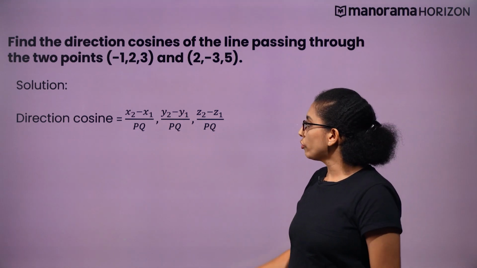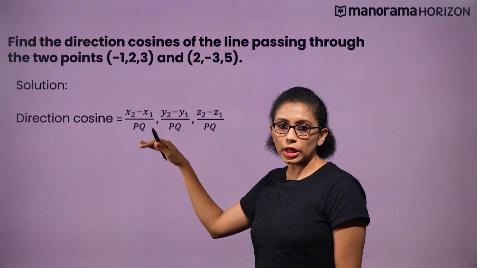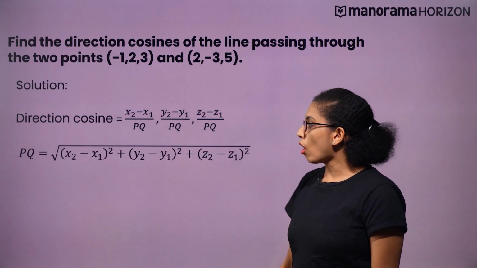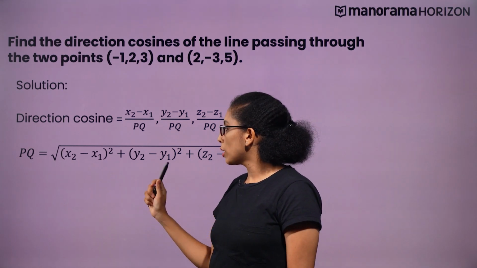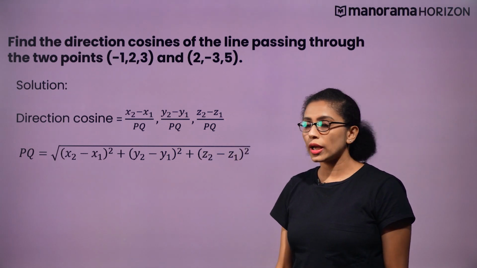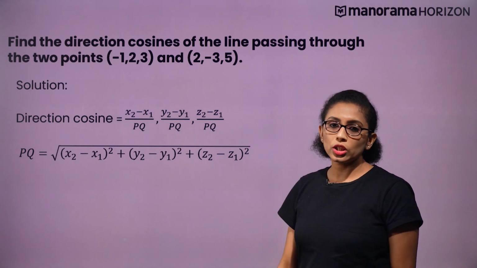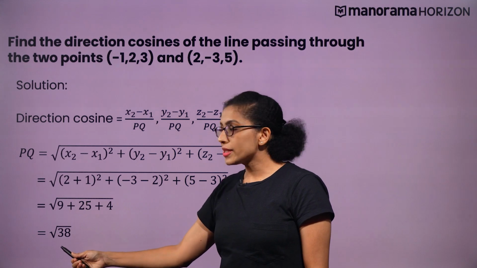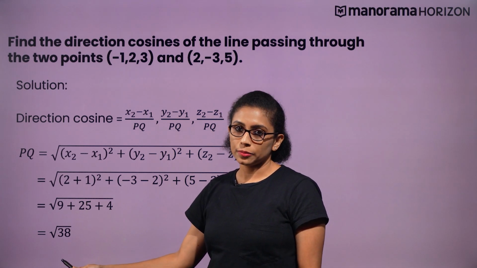So first we have to find the denominator, that is pq. Now to find pq, we have to take the square root of x2 minus x1 the whole square plus y2 minus y1 the whole square plus z2 minus z1 the whole square. Substituting the values, we get pq as root 38.